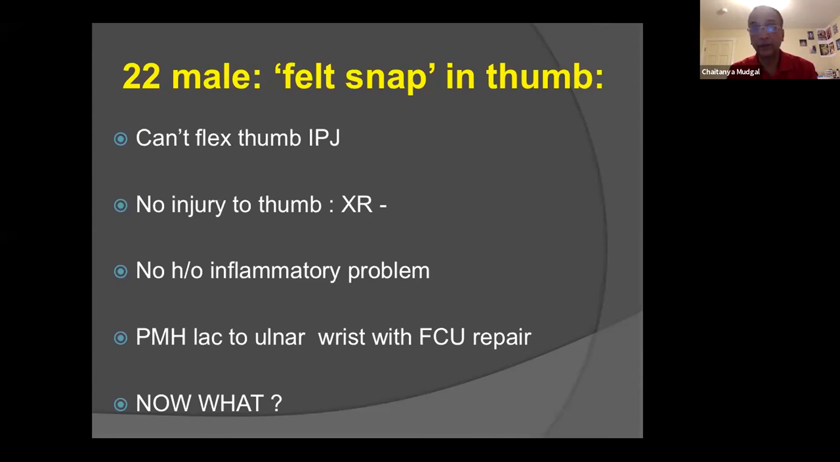X-rays are negative for obvious bony injury in that vicinity. He doesn't have an inflammatory problem, but he does have a history of a laceration to the ulnar side of the wrist, where he had an FCU laceration at the pisiform, which I had repaired a few years before. Now what do we do? And he doesn't have a functioning FPL. Do you have a choice of thinking, imaging, anything that you guys can come up with?